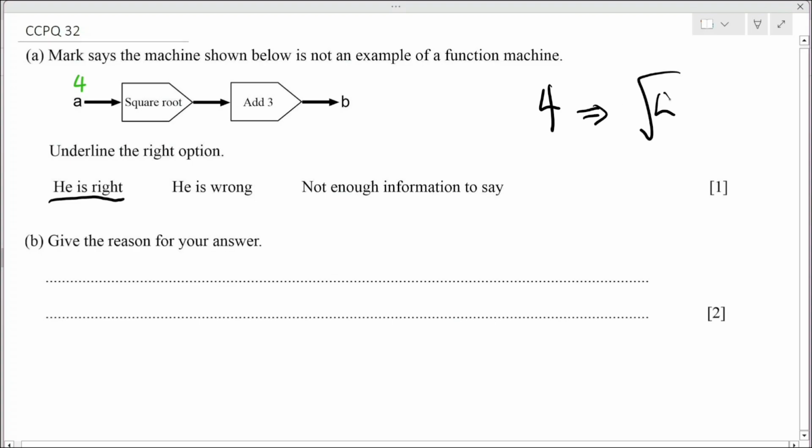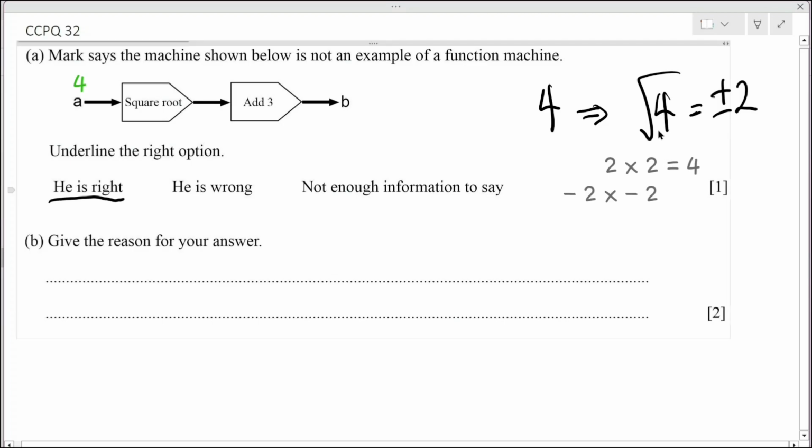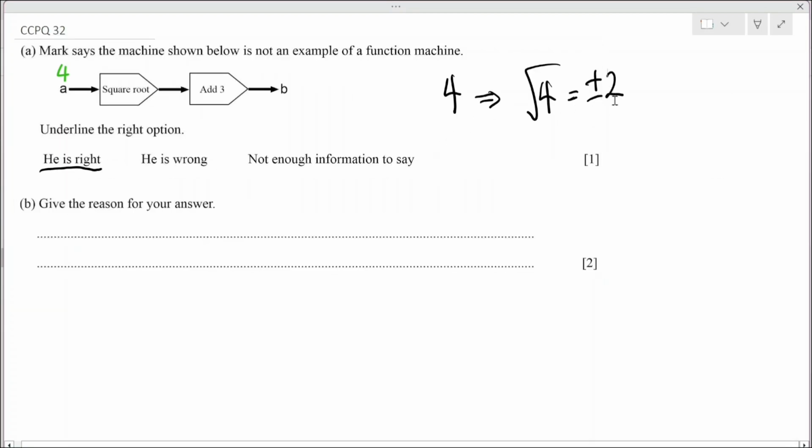Square root of 4 is plus or minus 2, because plus 2 times plus 2 will give you 4, and minus 2 times minus 2 will give you 4. So the square root of 4 is not just 2, it's plus 2 or minus 2. So if we take a as 4, what we have after finding the square root is plus or minus 2. So we have the first result as positive 2, the second result as negative 2.